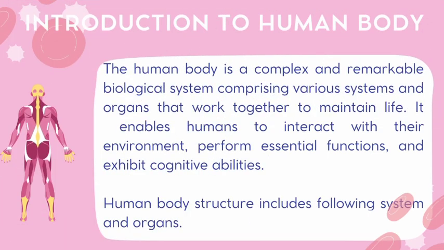First of all, let us know what the human body means. The human body is a complex and remarkable biological system, comprising various systems and organs that work together to maintain life. It enables humans to interact with their environment, perform essential functions, and exhibit cognitive abilities. Human body structure includes the following systems and organs.